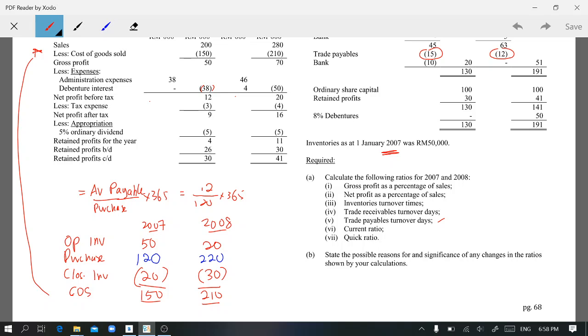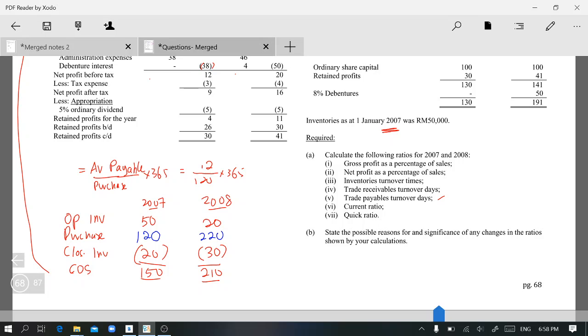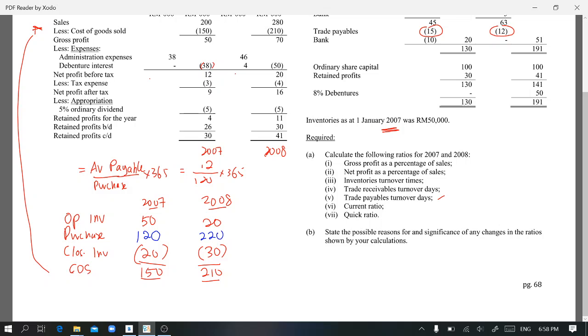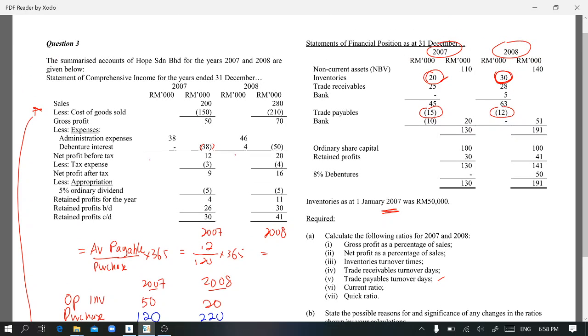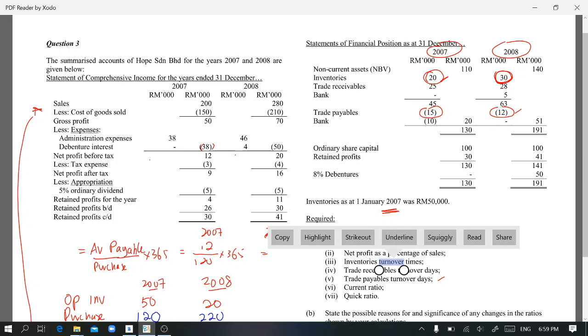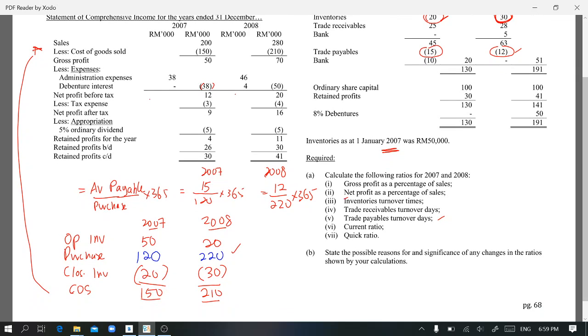Okay, so what is the average payable for 2007, 2008? Average payable, no average, we use closing payable. Oh sorry, this is 15, yeah. 2017 is 15. Divide by 220 times 365. Okay, so later when you use your inventory turnover in times, you need to have opening plus closing.